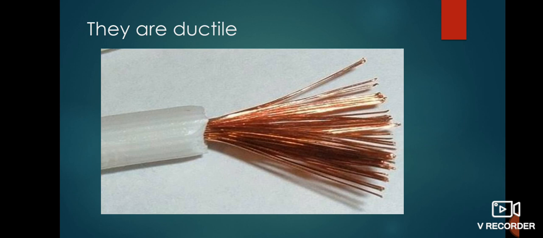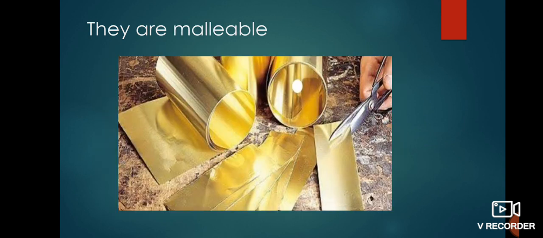Look at this figure here. Copper metal is drawn into thin wires. This property is called ductility. Generally, metals are ductile.